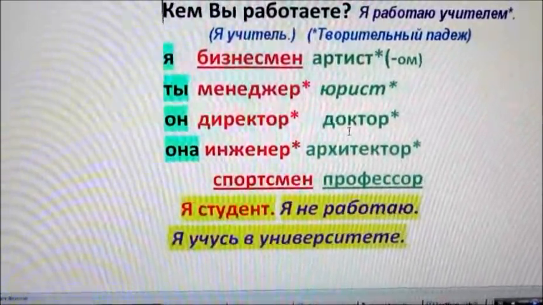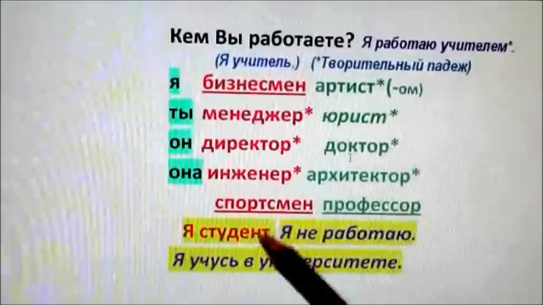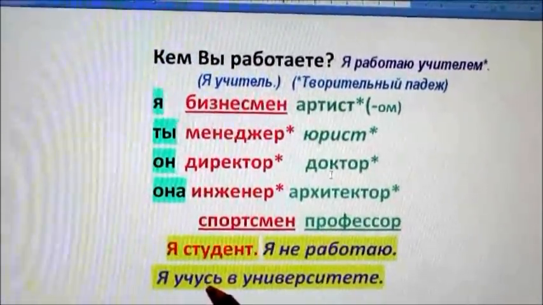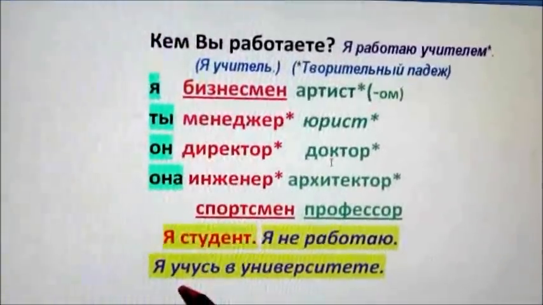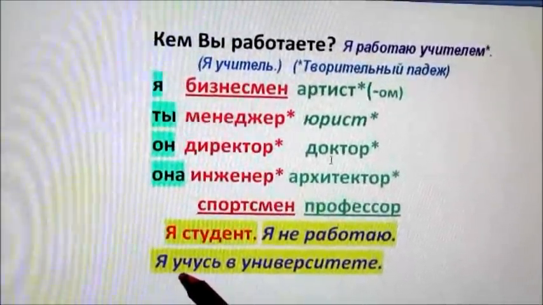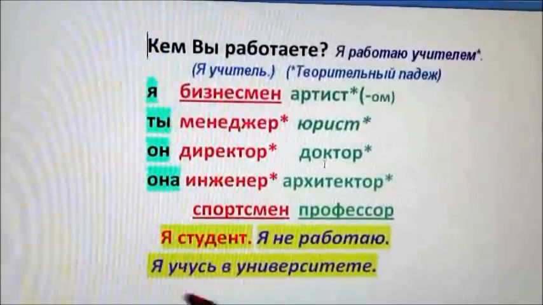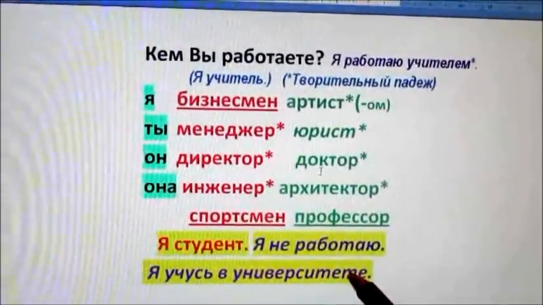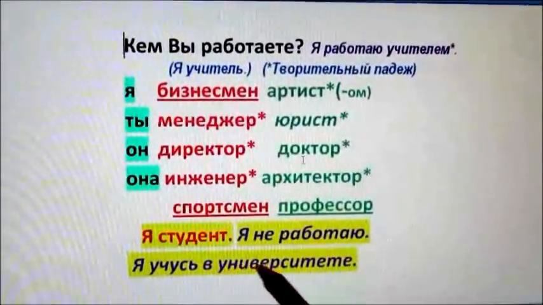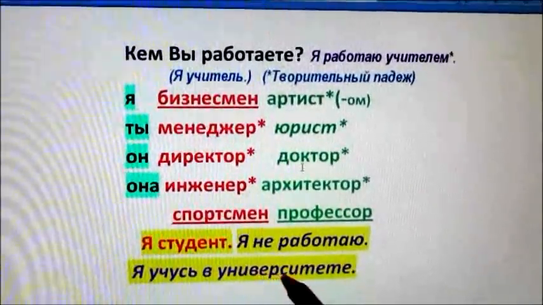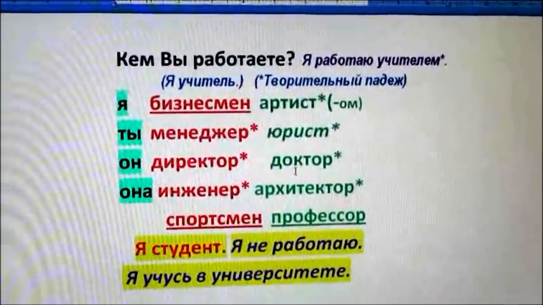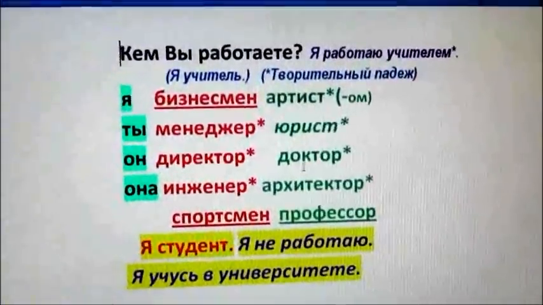I study. Я учусь. Учусь we use here in reflexive. Why? Because it's general meaning. Я учусь. I am in studies. I am a student. Я учусь. It is general. I am studying. Okay? В университете. Университет is university. В чем? Prepositional case. В университете. Very soft. Университете. Я учусь в университете.